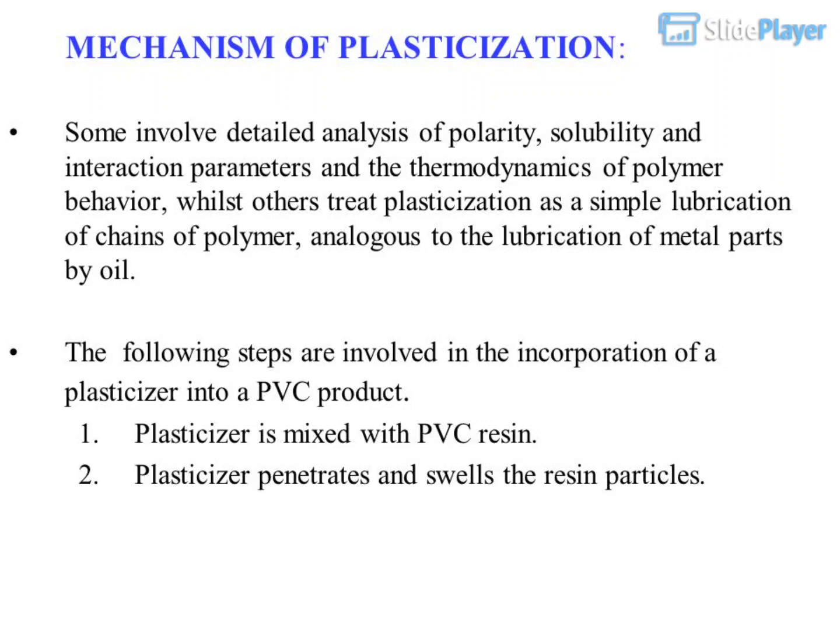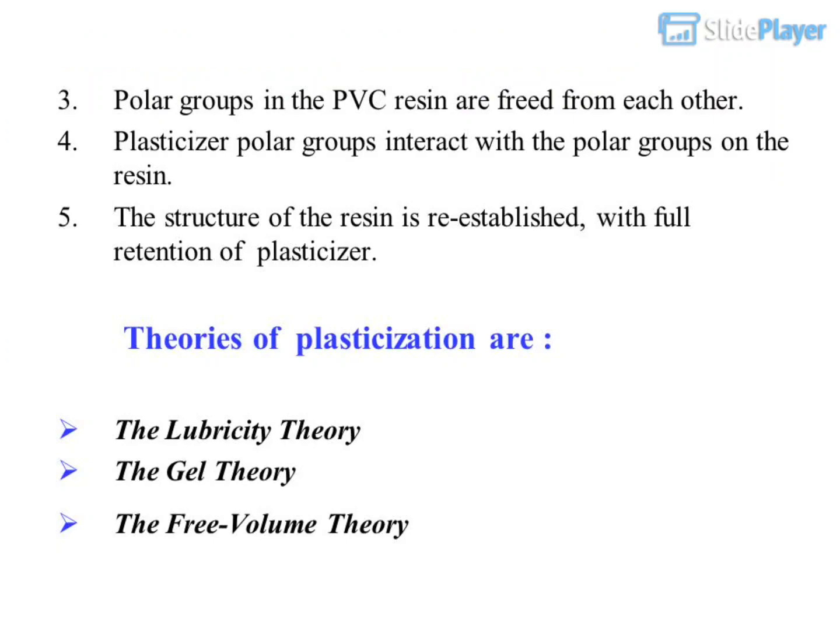The following steps are involved in the incorporation of a plasticizer into a PVC product. 1. Plasticizer is mixed with PVC resin. 2. Plasticizer penetrates and swells the resin particles. 3. Polar groups in the PVC resin are freed from each other. 4. Plasticizer polar groups interact with the polar groups on the resin. The structure of the resin is re-established, with full retention of plasticizer.